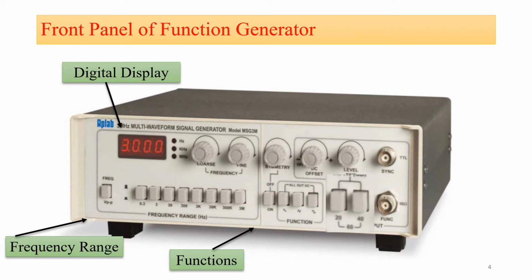Then the next part is the attenuation. This attenuation is used to vary our voltage, because as we know we always use our function generator to generate the AC signal. To generate an AC signal or some waveform pattern, we need the amplitude or the voltage, and the second part is the frequency. So to vary the amplitude we require this attenuation part.